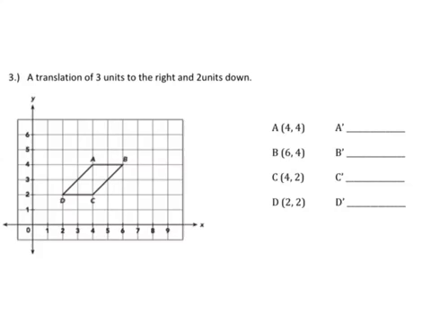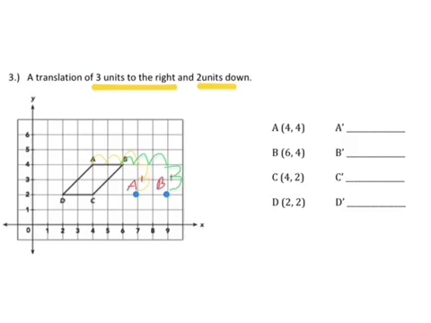For the next problem, we're going to do a translation that is 3 units to the right and 2 units down. So I'll start at point A and move 3 to the right and then 2 down. So my new A, or A prime, is here, and label it A prime. Move B the same direction, 3 to the right and 2 down. So my new B is here, and label it B prime.